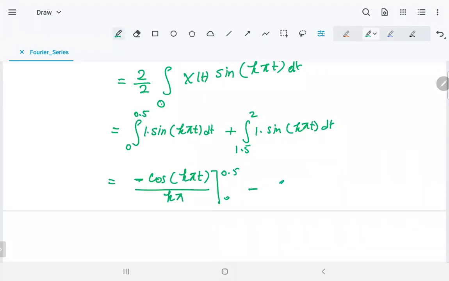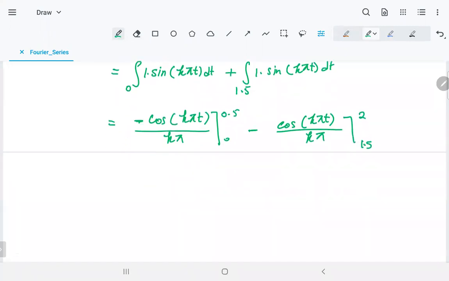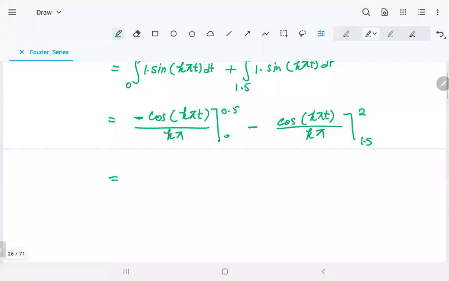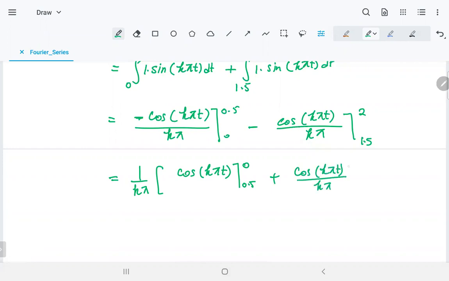Negative cosine k pi t over k pi, and the limit from 1.5 up to 2. Since I don't like the negative sign, I will remove it and change the limits of integration. I take 1 over k pi as a common factor. Then I have cosine k pi t, and I flip the limits, the price paid for removing the negative sign. Cosine k pi t over k pi.